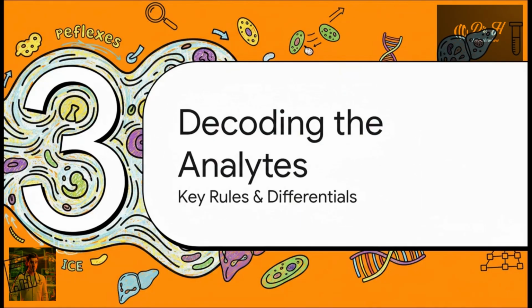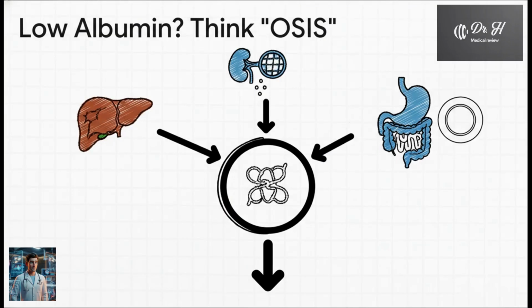Okay, with those reflexes locked in, let's zoom in and look at a few high-yield rules for the analytes themselves. For low albumin, it's super simple. Just remember the 3 Osis causes. Cirrhosis, the liver factory is broken and can't make it. Nephrosis, the kidneys are leaking it out. And gastrosis, which is just a catch-all for malnutrition or gut issues where you're not absorbing it.